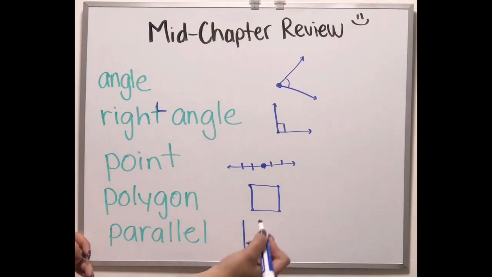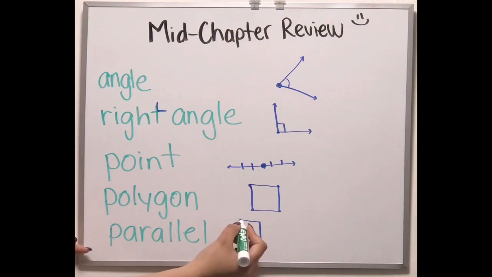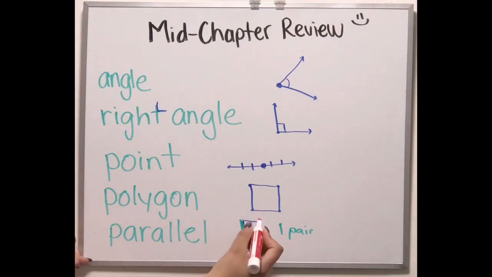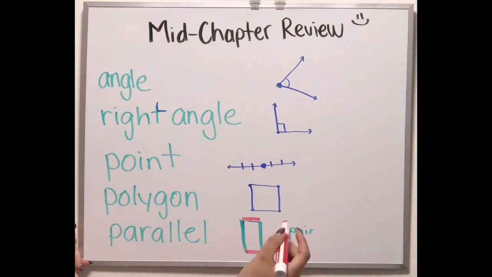So we can actually say that a rectangle has 2 pairs of parallel lines, right? If you look, this line right here is parallel to this one. So that's 1 pair. But actually you have another one. Can you see the other one really quickly? It's just right here. This one is parallel to this one. So instead of 1, you actually have 2 pairs of parallel lines.